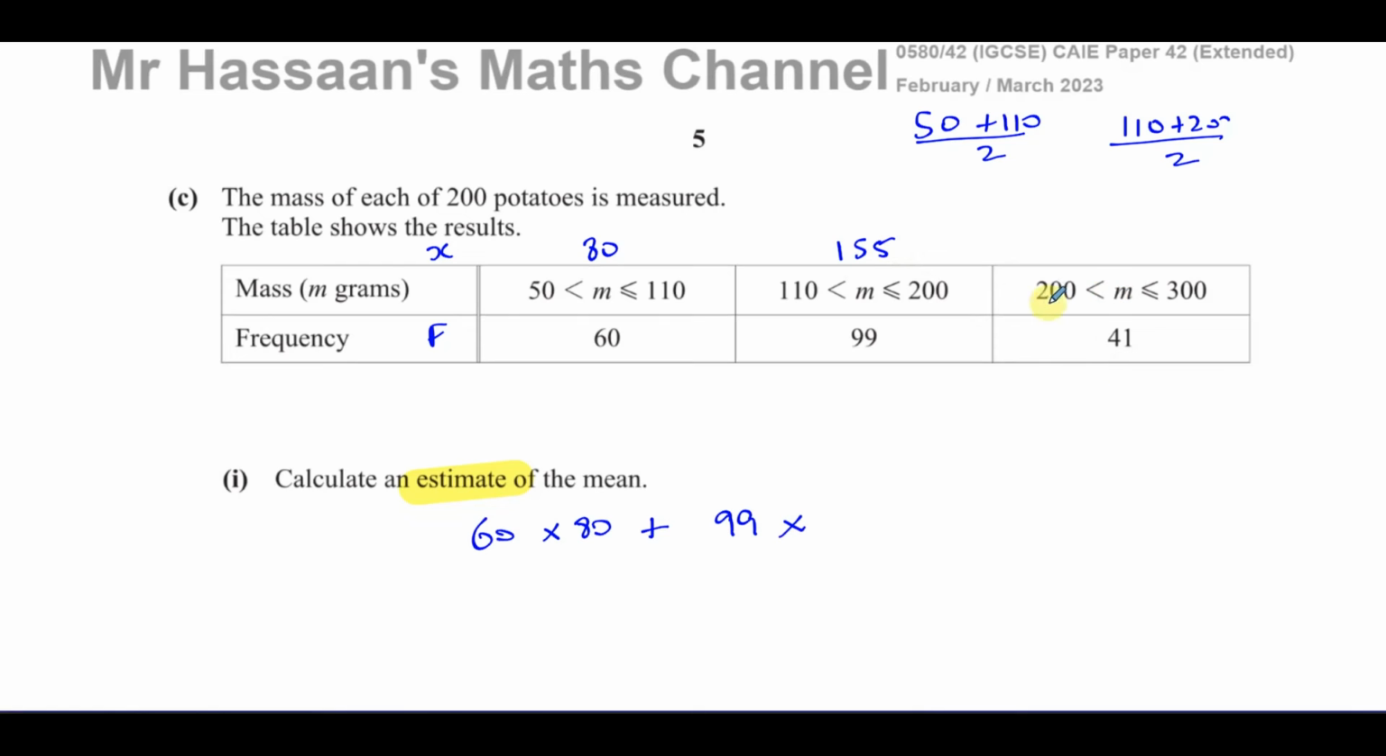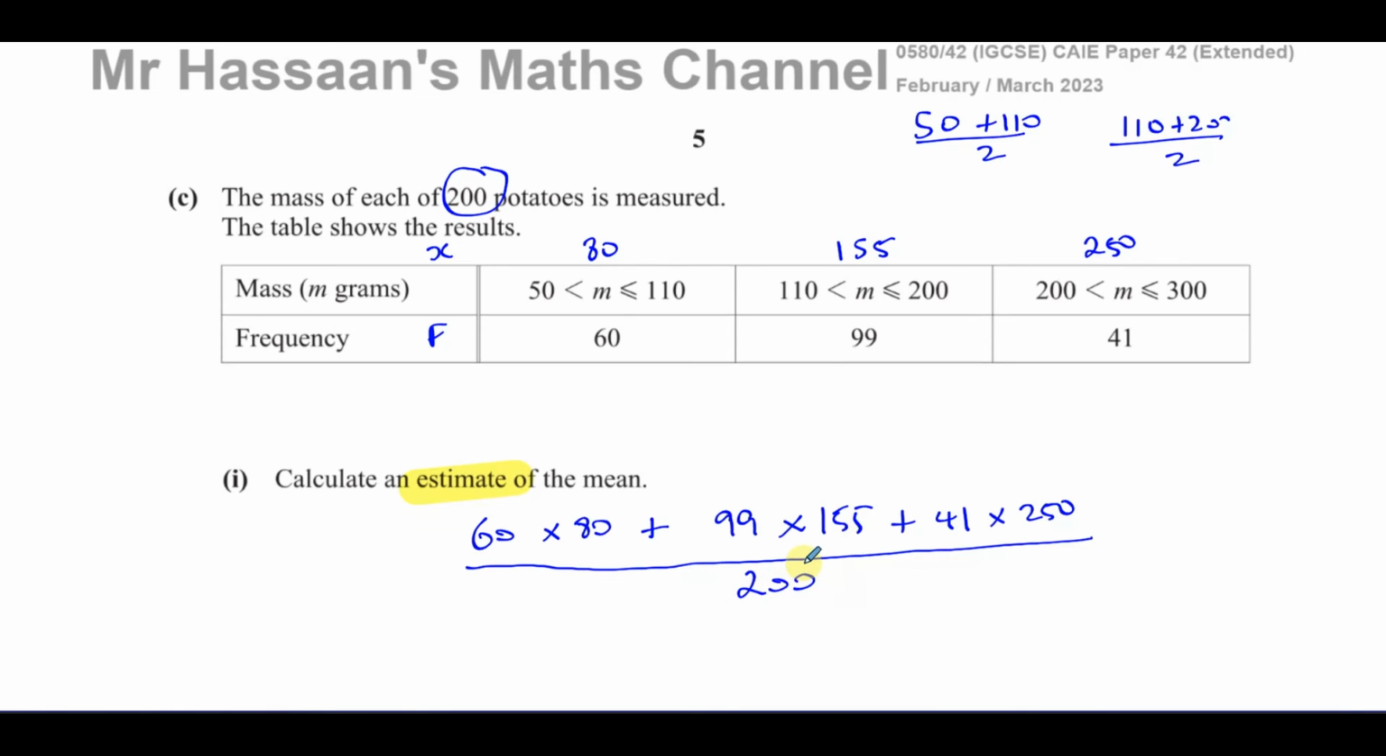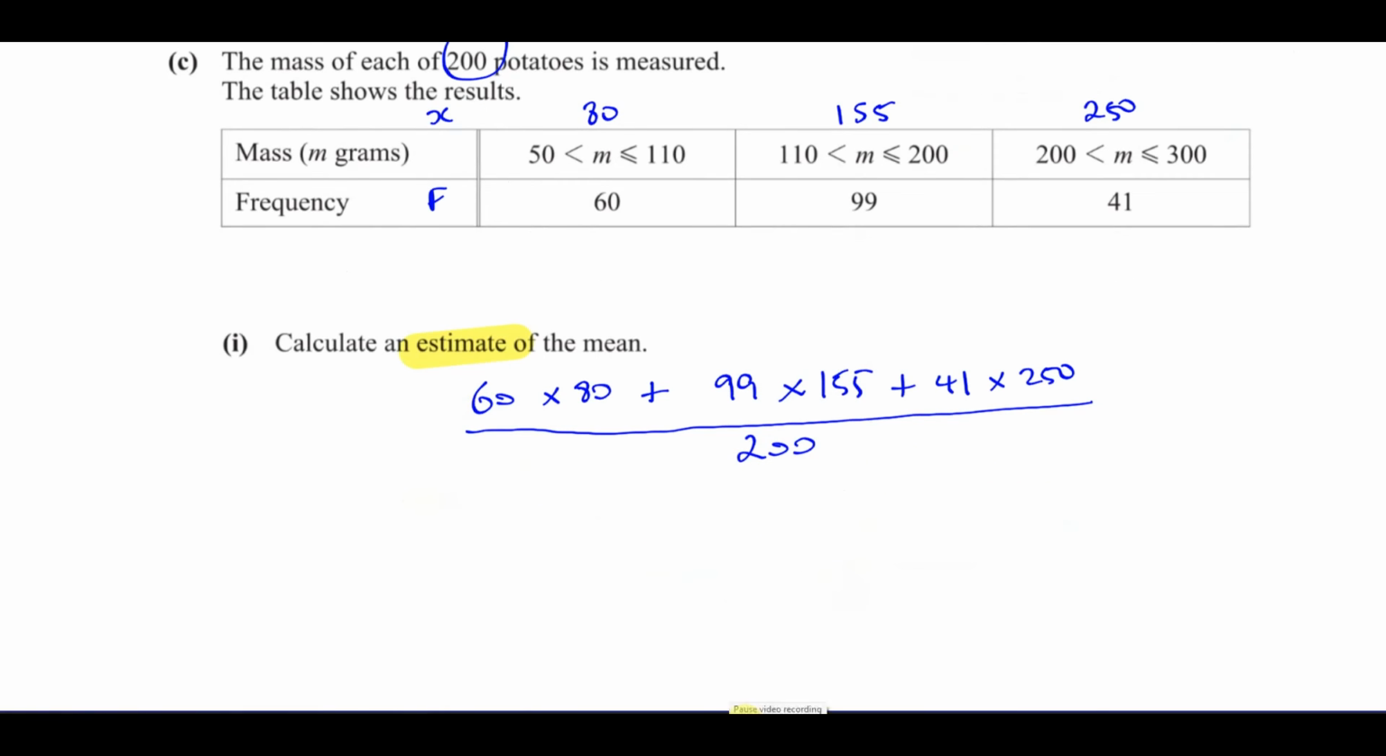Okay, and these, you get 200 plus 300 divided by 2, which of course is 250. So here, 99 times 155 plus 41 times 250. This is an estimate of the sum of the masses of all the potatoes. To find the mean, we have to divide by the number of potatoes, which we know is 200. Okay, so we divide by 200, and that will give us our answer.